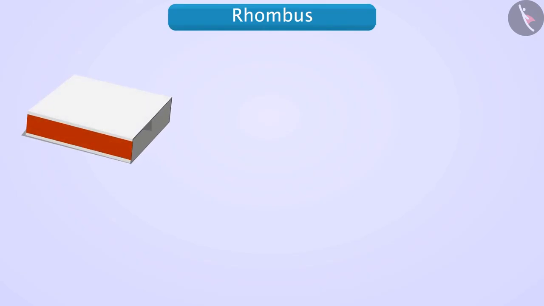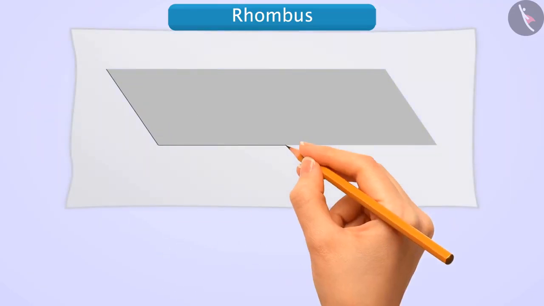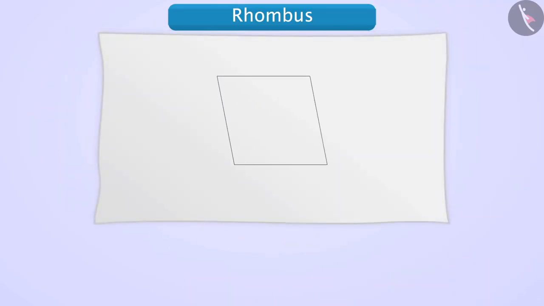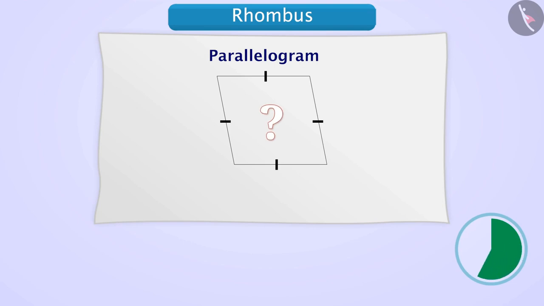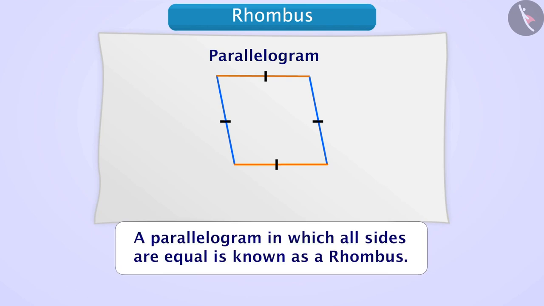We have seen that if we take out the matchbox tray and apply pressure on one of its open sides, then a parallelogram is formed. We draw it on paper also. Just think that if all sides of the open part are equal, then also it will be called a parallelogram. Think about it. Yes, it will be a parallelogram because its opposite sides are parallel. As you can see, though this is a parallelogram, all of its sides are equal. A parallelogram in which all sides are equal is known as rhombus.